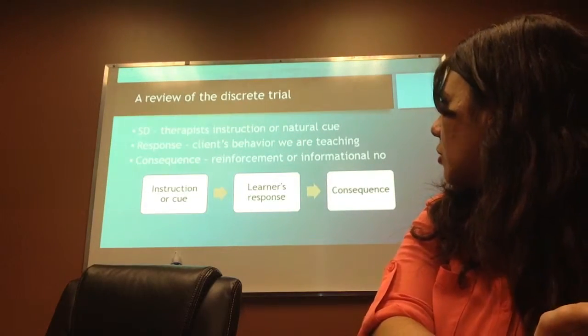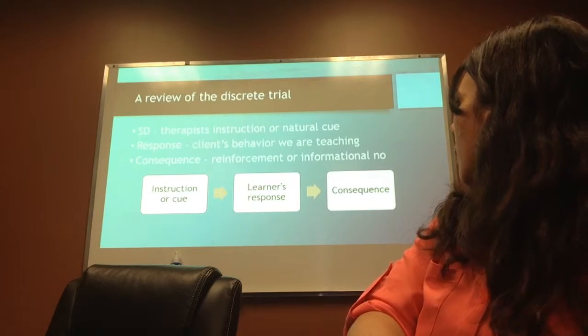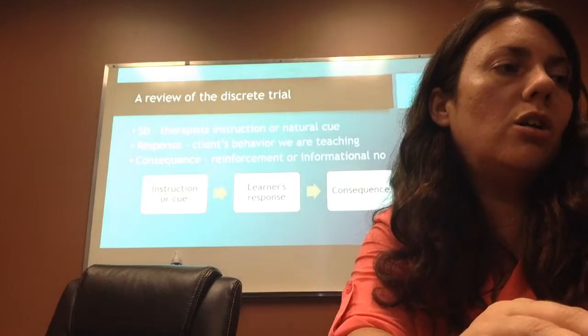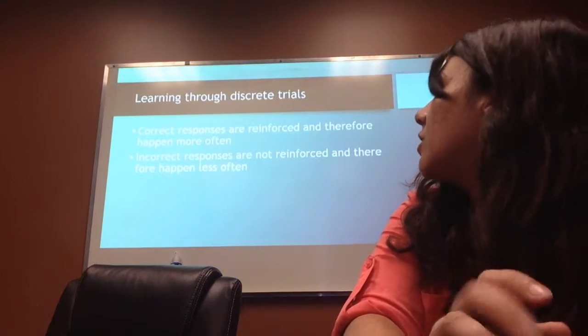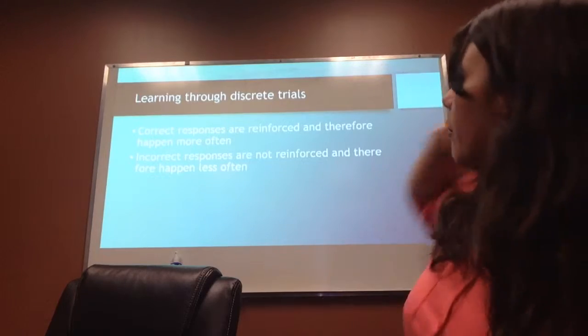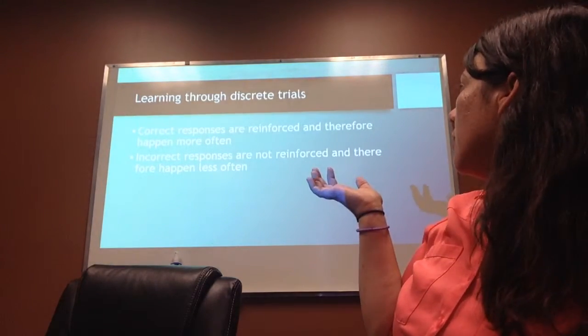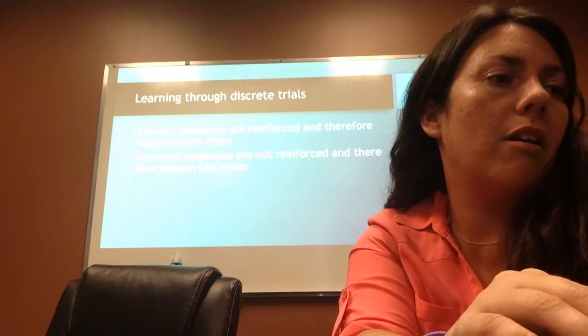That's the instruction or cue. The response is the learner's response that you're trying to teach, or what they do. And the consequence is either reinforcement or an informational "no." This is how learning occurs. Correct responses are reinforced and therefore happen more often, and incorrect responses are not reinforced and therefore happen less often.